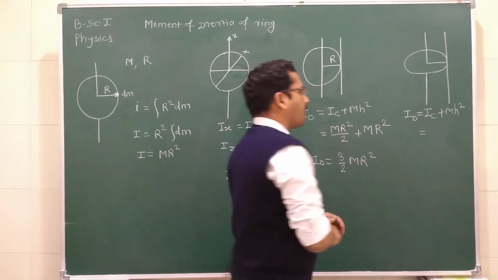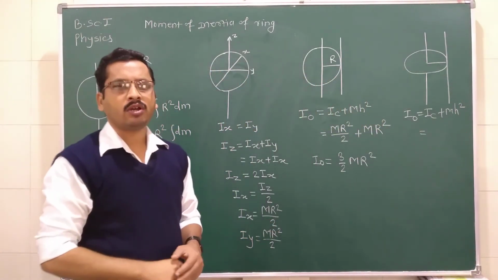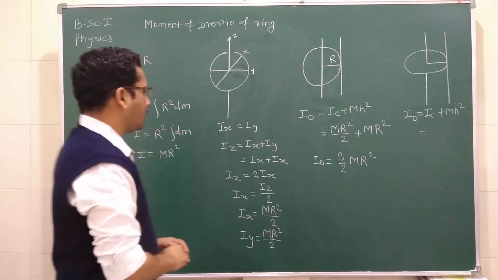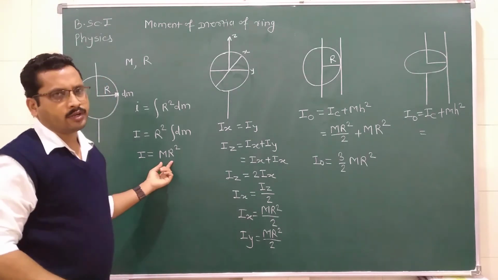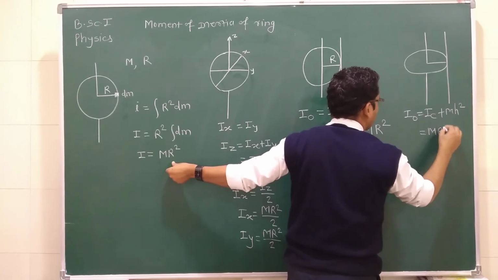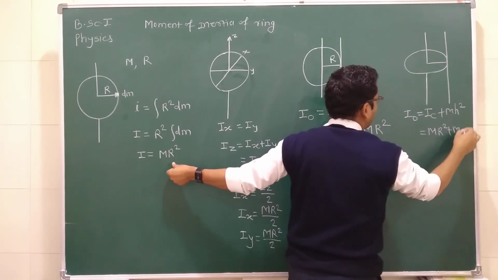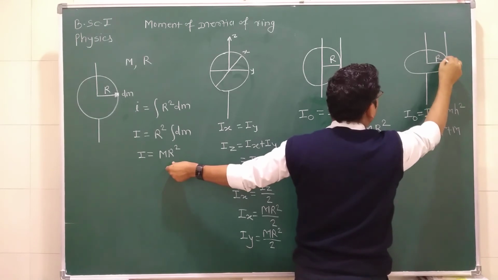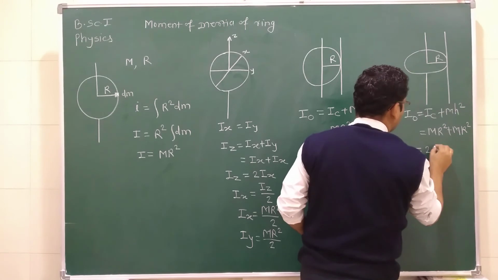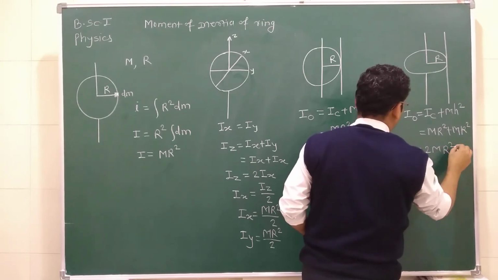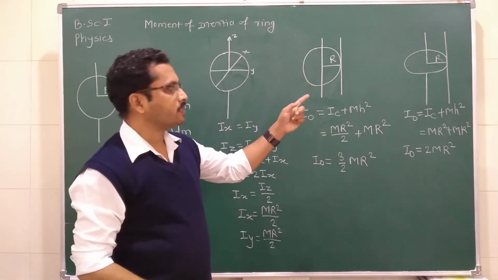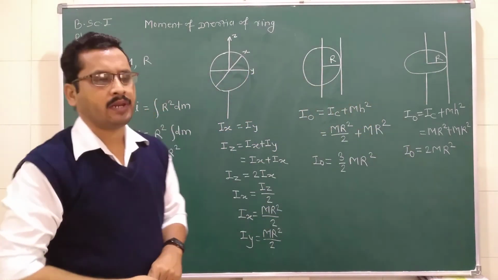What is IC here? IC is the moment of inertia of the ring about an axis perpendicular to its plane, and its value is mr square. So here we write mr square plus mh square. The distance between the two parallel axes is nothing but the radius, so h square is r square, which gives twice mr square. This is the moment of inertia of the ring about the tangent perpendicular to the plane.